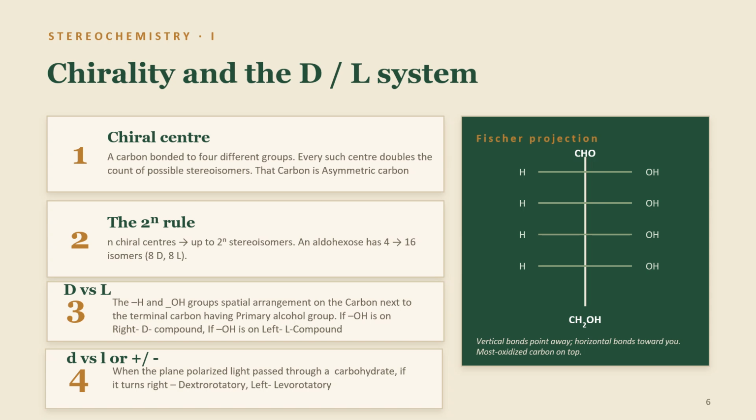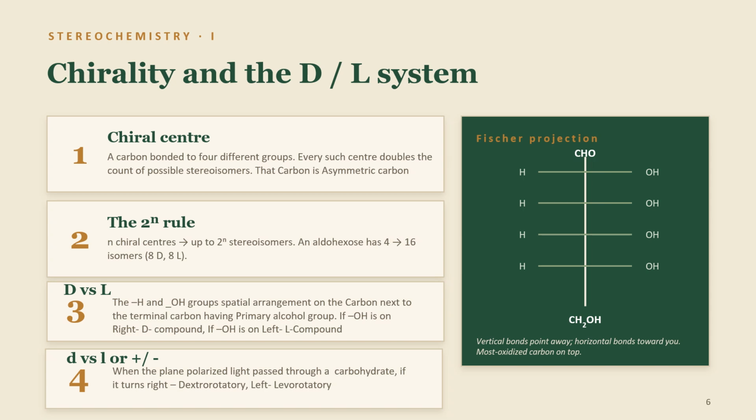Okay, and next one is the 2^n rule. The number of stereoisomers depends on the number of chiral carbons. Here n is the number of chiral centers and 2^n is the number of stereoisomers. So if we look at aldohexose, we have 4 chiral carbons. We have that figure here, see. Below the CHO, one is there, no? 1, 2, 3, 4. So total 4 carbons are there, right? These 4 carbons have 4 different groups, right? So 2 power 4. So one aldohexose may have 16 isomers, of which 8 are D and 8 are L.